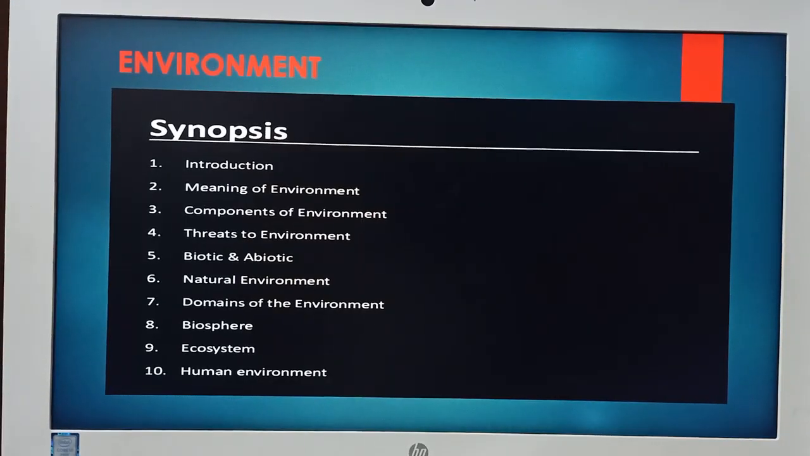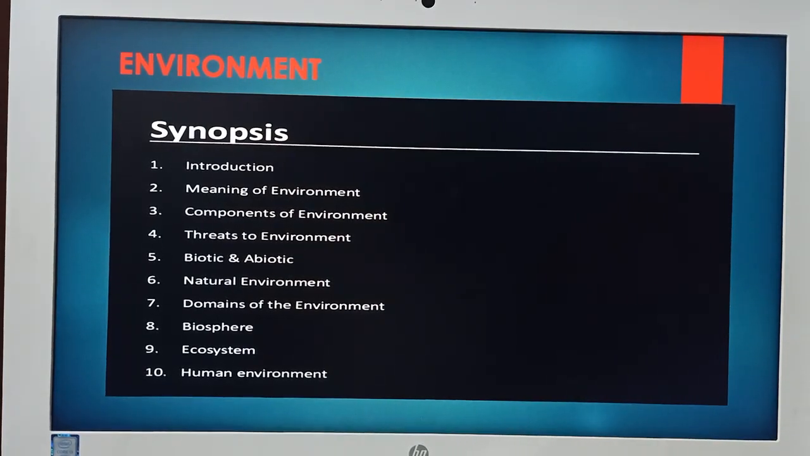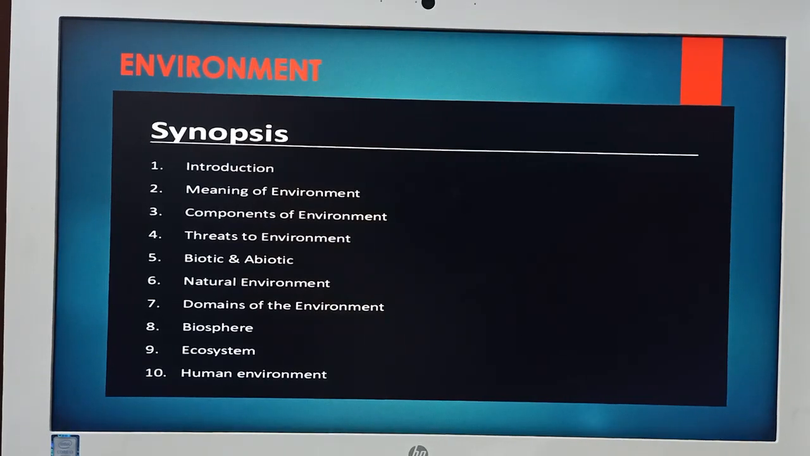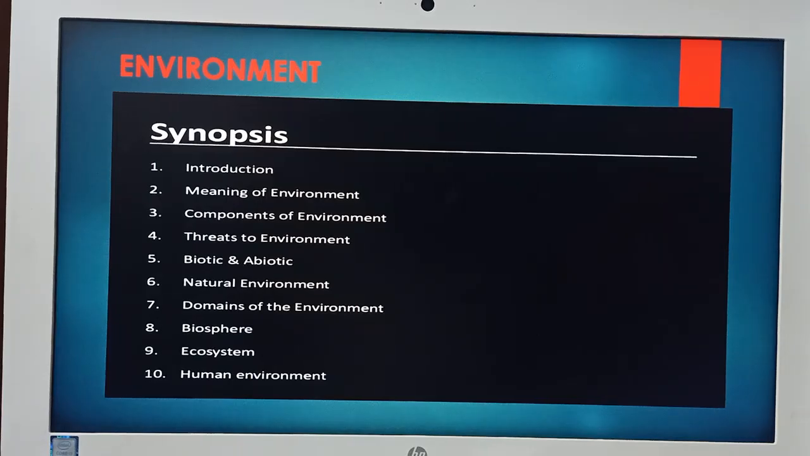In this chapter, we will learn different topics like meaning of environment, components of environment, threats to environment, biotic and abiotic, natural environment, domains of environment, biosphere, ecosystem, and human environment.